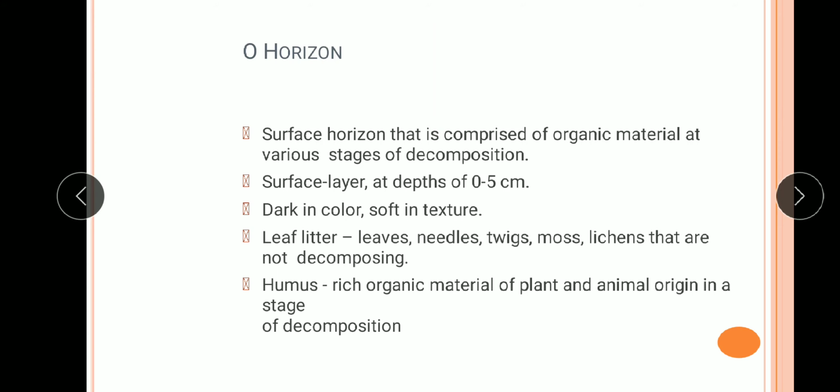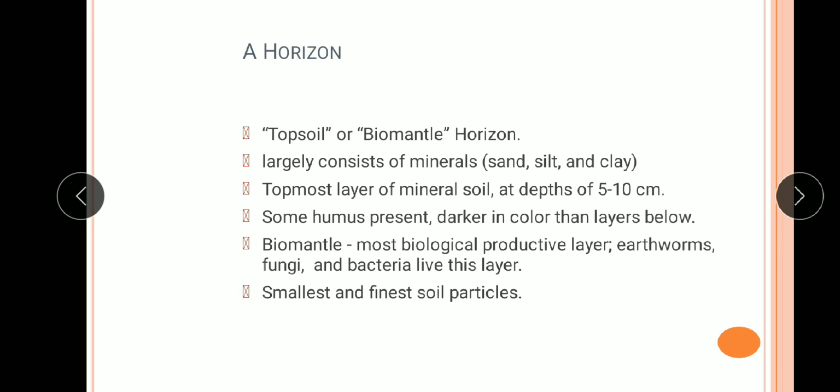O horizon. The surface horizon is comprised of organic material at various stages of decomposition. It is the surface layer at a depth of 0 to 5 centimeters. It is dark in color, soft in texture. It has leaf litter, leaves, needles, twigs, moss, lichens that are not decomposed. Humus is the rich organic material of plant and animal origin in a stage of decomposition.